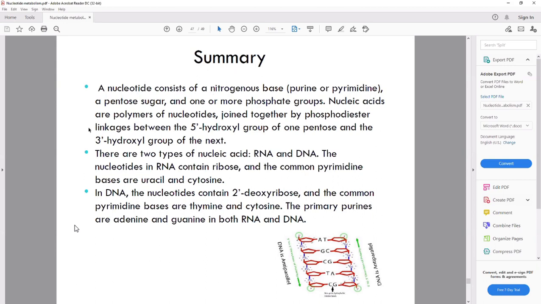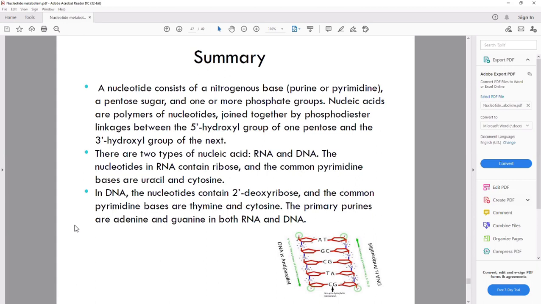Nucleic acids are polymers of nucleotides joined together by phosphodiester bonds between the 5' hydroxyl group of one pentose and the 3' hydroxyl group of the next. The second statement explains the connection, how one nucleic acid is linked to another to form the double helix structure. There are two types of nucleic acid, DNA and RNA.